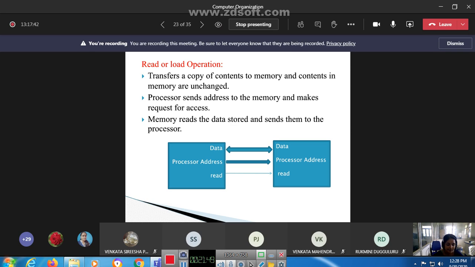The memory identifies the accessed memory location and sends the content of the memory location to the processor. The operation is illustrated in the following figure.